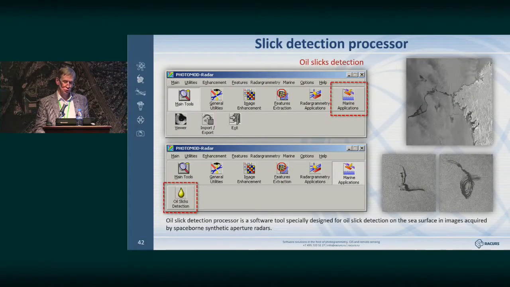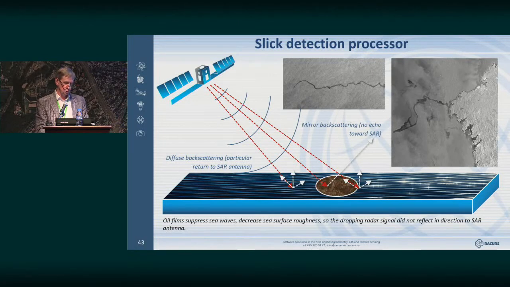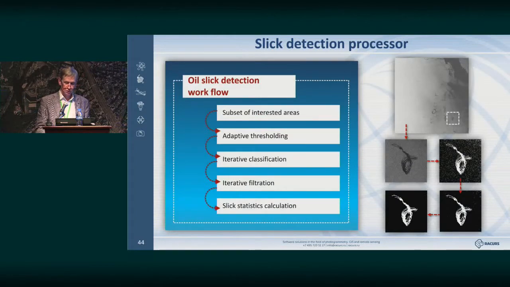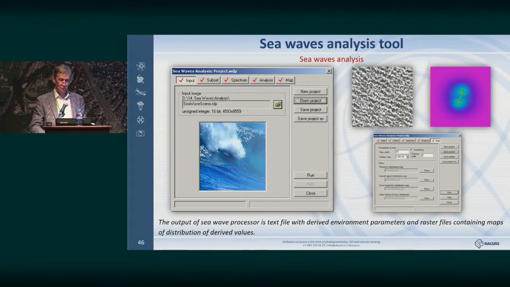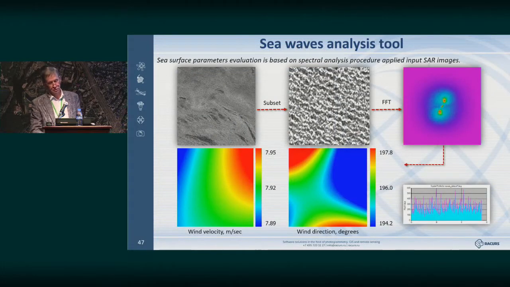If we see the wake of the ship, then we can determine the direction the ship is going and the velocity of that ship. Oil slicks are found based on the fact that oil films created by oil products on the surface suppress ripple, becoming a mirror surface for the signals coming from the radar, which results in specific dark patches which are easy to find and easy to describe in vector or raster form.